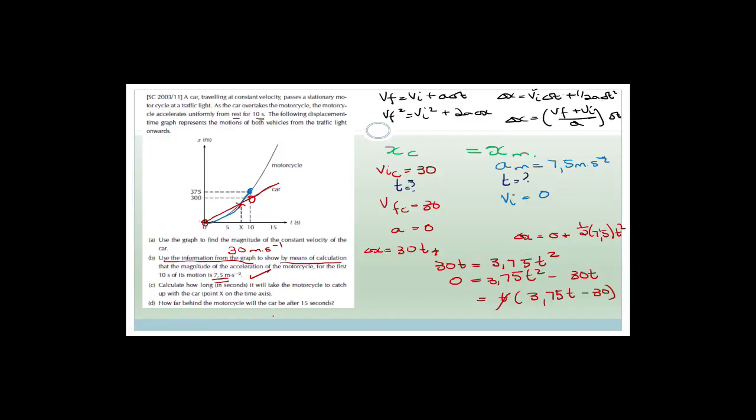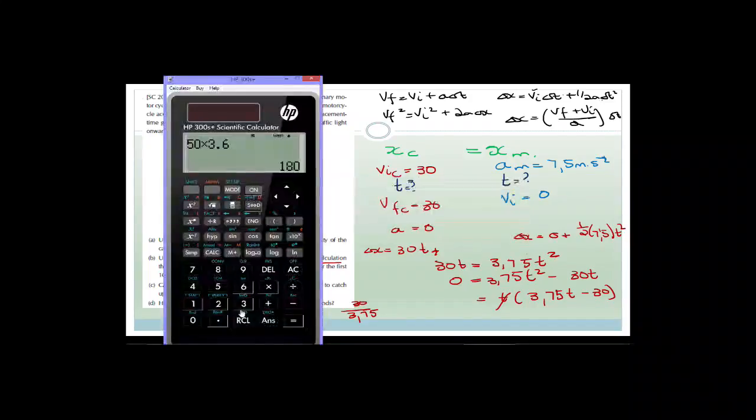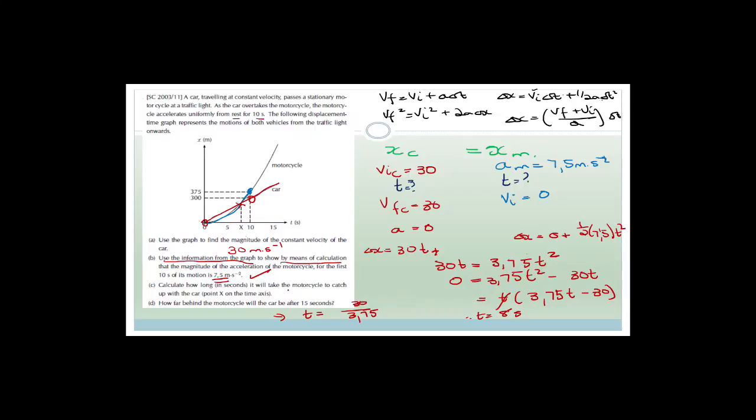So that t there is going to be equal to 30 divided by 3.75. So that's 30 divided by 3.75 equals 8. So therefore we can say t is 8 seconds. Ta-da! So t equals 8 seconds. Now it says, how far behind the motorcycle will the car be after 15 seconds? Okay. So all we need to do is find out how far each of these have been traveling at 15 seconds and we'll be sorted.